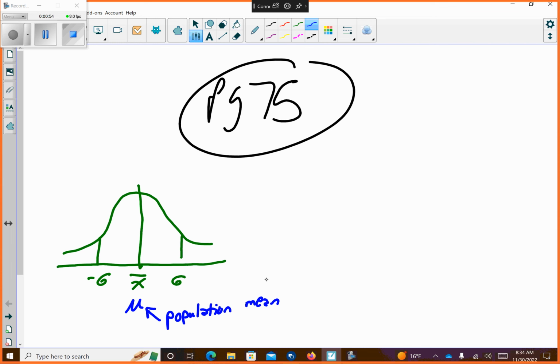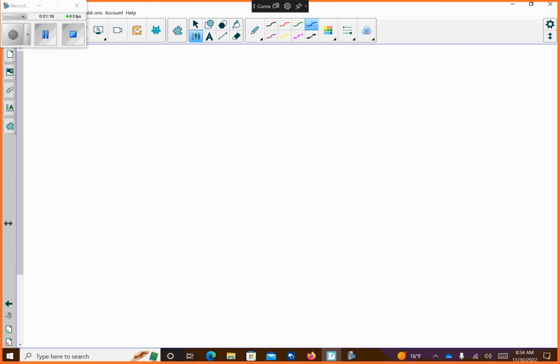And then you might also see, and you've already seen this, this Greek letter here. This is a standard deviation, but usually when you see it like that, it's talking about a population as well. Population. Okay, now things to know that will work.